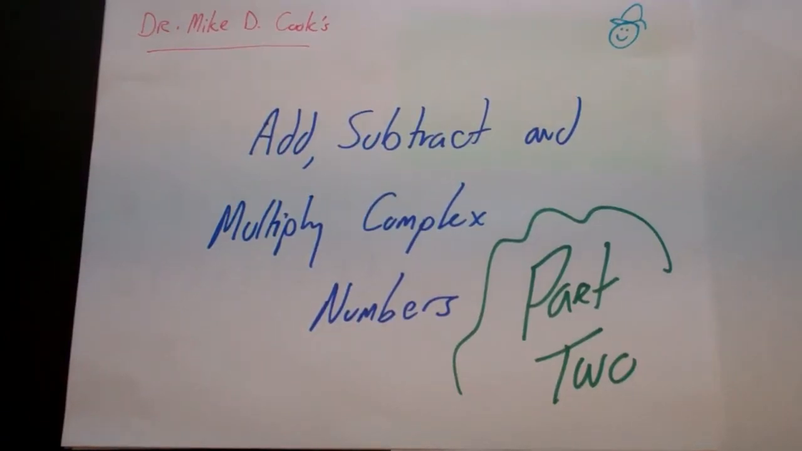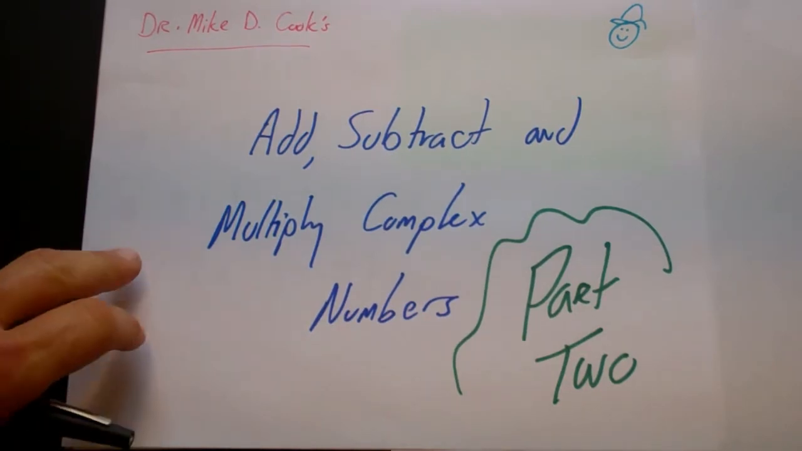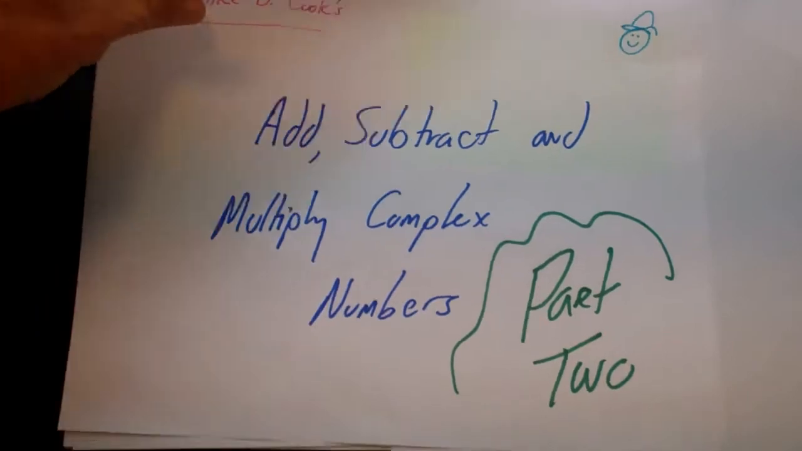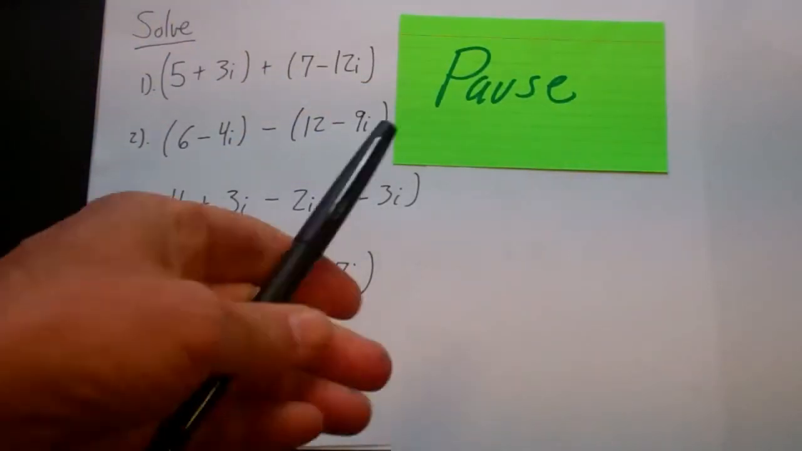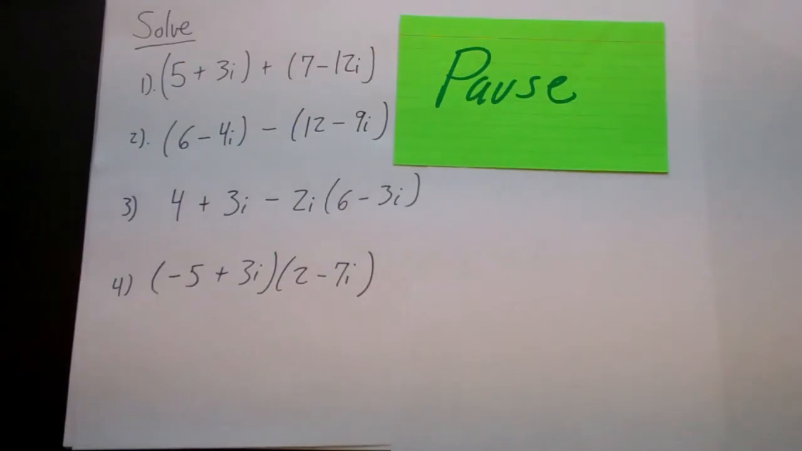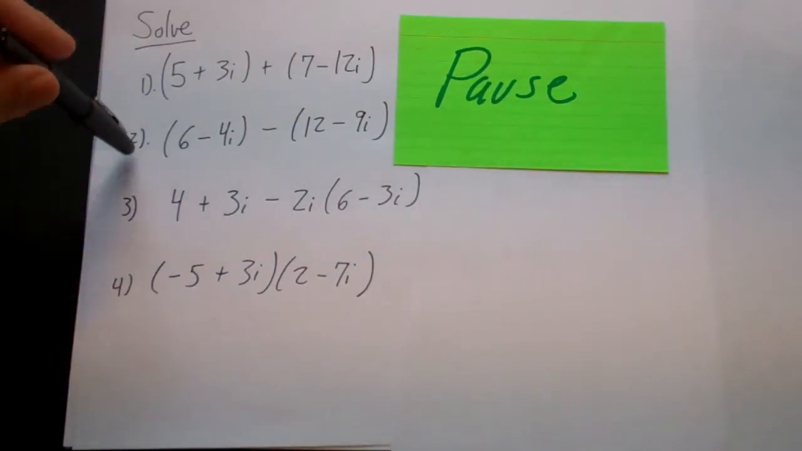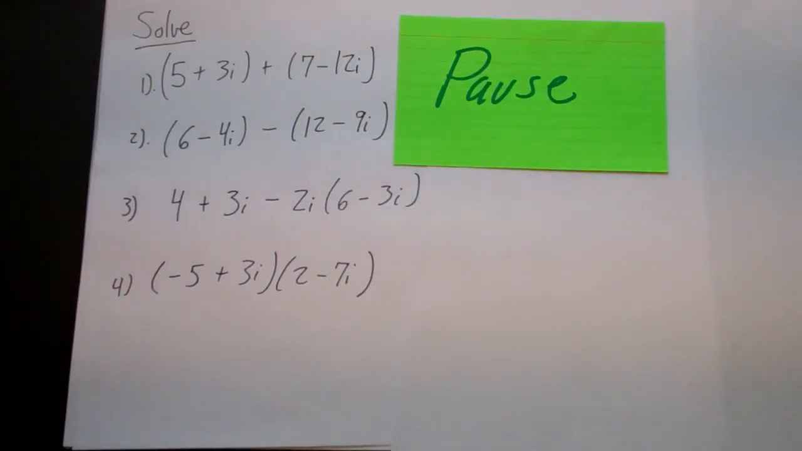This is the second part of the videos on adding, subtracting, and multiplying complex numbers. In this video, what I'd like you to do is to solve these four problems. I'm going to leave these up and ask you to hit the pause button. After you hit the pause button, work through these four problems and then check your answers. So hit the pause button now.